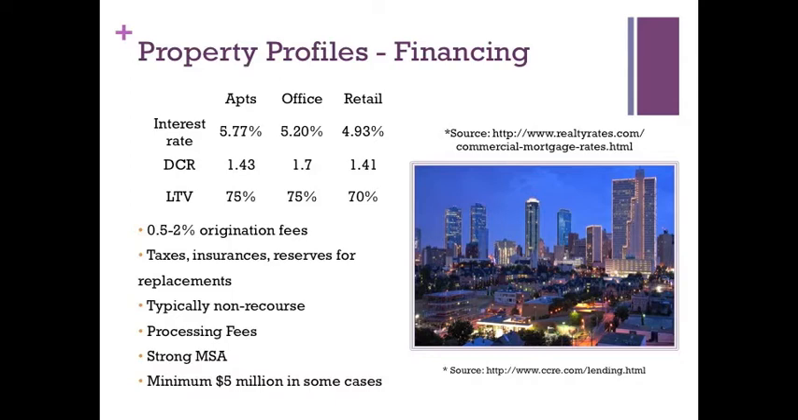Most calculations we'd been doing were between 1 and 1.25 for a DCR. However, lenders now, I guess coming out of this recession, are requiring DCRs as high as 1.7 for office space. Also, research has shown that loan to value ratios have dropped from around 80% to between 70 and 75%. And on retail, they're only offering 70% LTV.